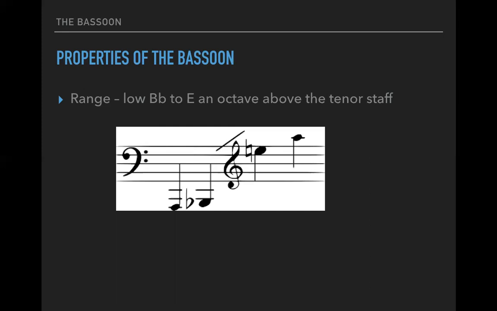Okay, it really goes quite high. So what is that? Three and a half octaves. That's an impressive range. It's even bigger than the cello range. It goes lower and higher, depending on the cellist.